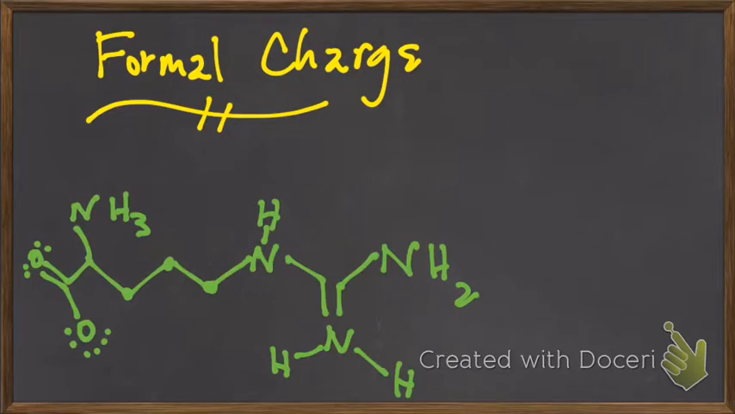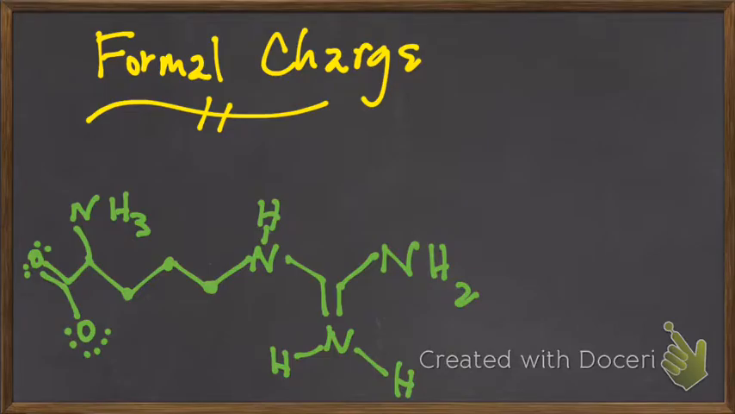Okay, so I have arginine drawn out, and I'm using the annotated method where the carbons are each vertex, and you are to assume that each carbon, unless noted otherwise, has 4 bonds. Remember, this is how you assume that there are hydrogens to make up that number of 4 bonds.